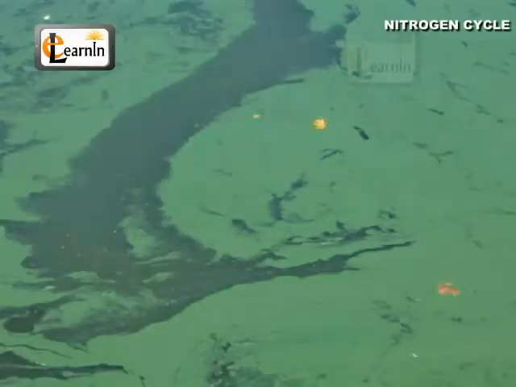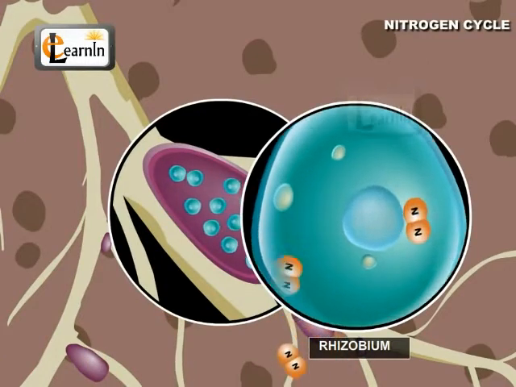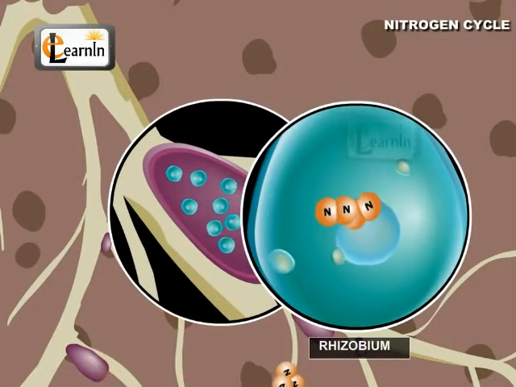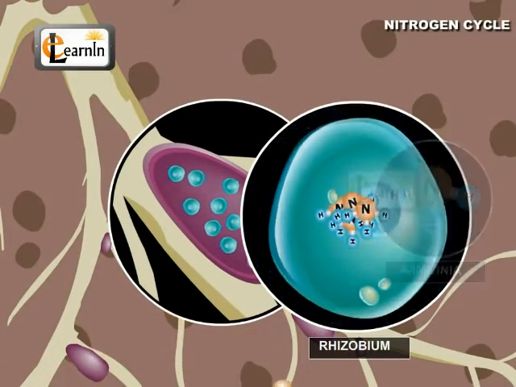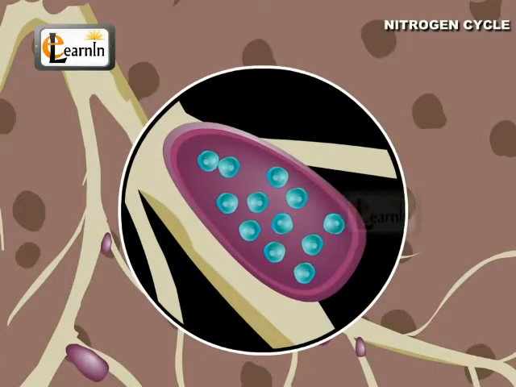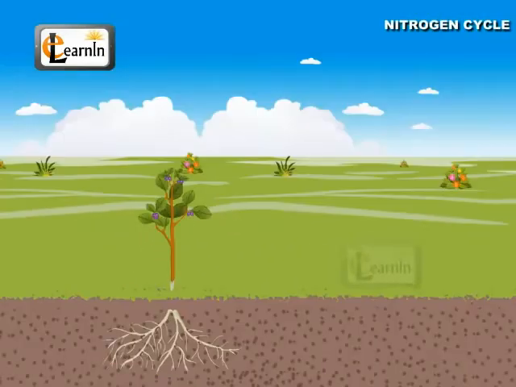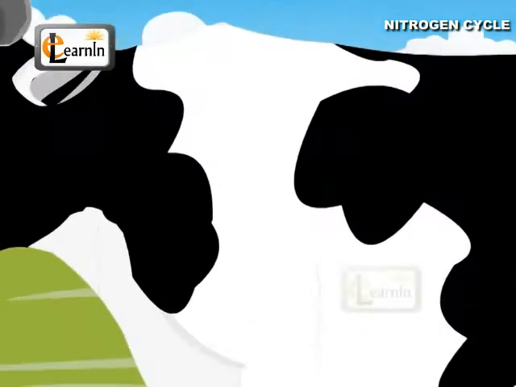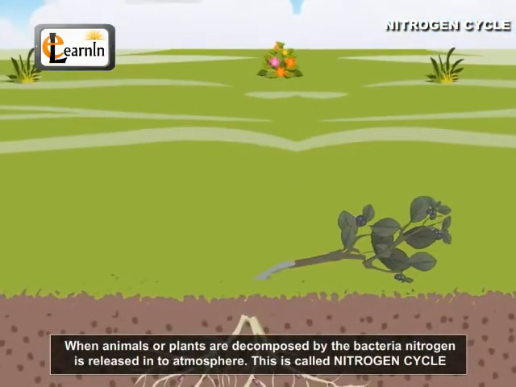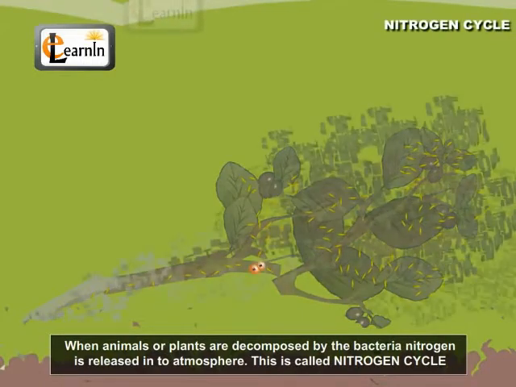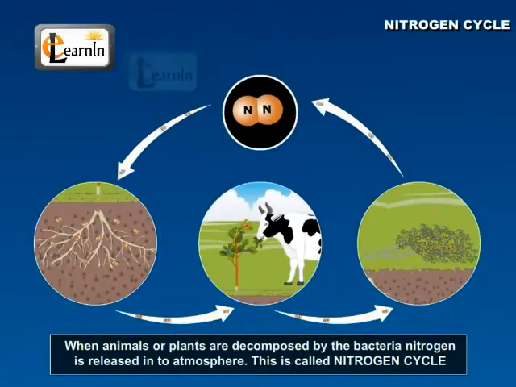Some blue-green algae present in the bacteria can fix the atmospheric nitrogen into their protoplasm. These organisms convert the atmospheric nitrogen into ammonia. After converting this into other organic substances, plants utilize them for their growth. When animals eat these plants, these substances enter into the animal body. When these animals or plants are decomposed by the bacteria, nitrogen is released into the atmosphere. This is called the nitrogen cycle.